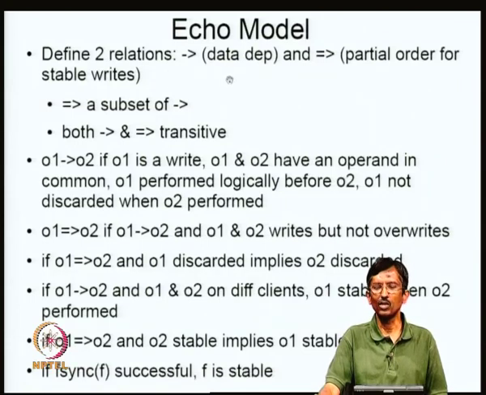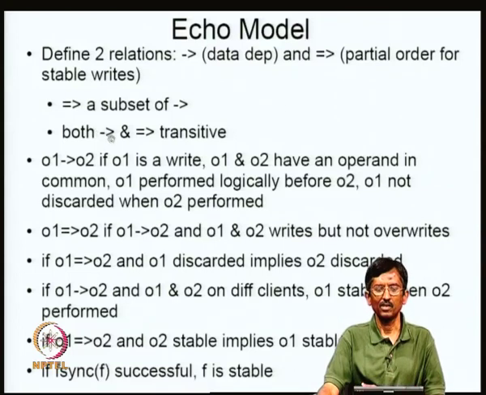It has two relations. One is the standard data dependency. It could be within a node and across nodes. But this one is a partial order for stable writes. The fact that there is a data dependency does not mean I succeed in completely writing it all through to a disk. I might only send a portion of it. And this is only for stable writes. It's not for other data. And for this reason, because it's only for stable writes, this is a subset of this.